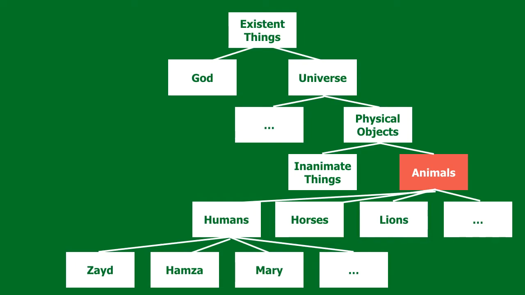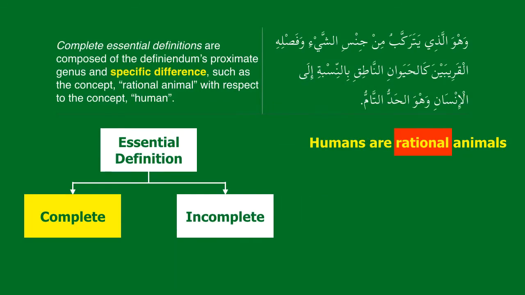The universal concept physical object, which is above animals, is also a genus of humans. Humans are a kind of physical object, but the genus physical object is a remote genus. It's not a proximate genus. In order to constitute a complete essential definition, you need the proximate genus, the genus that is just above the definiendum, animals, and you need the specific difference. The specific difference here is rational.